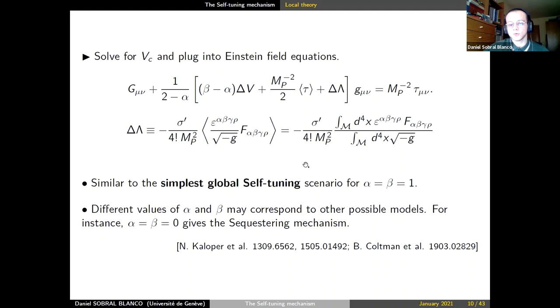Just to notice here that different values of alpha and beta correspond to other possible models, and we have found that for alpha and beta equal to zero, what we have is the result from the sequestering mechanism, which was proposed around 2014 and 2015 by these people here in a wonderful set of very interesting papers. It is basically the first model where they achieve the dynamical cancellation of vacuum energy contributions at the level of the Einstein equations.